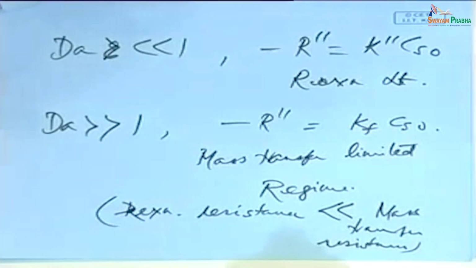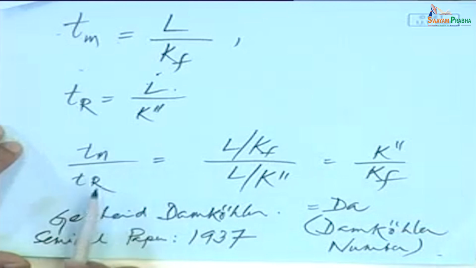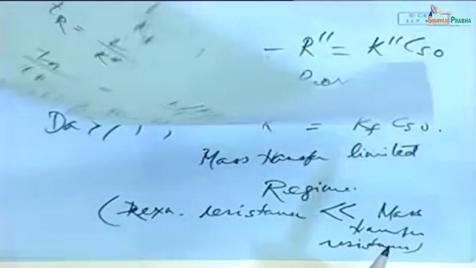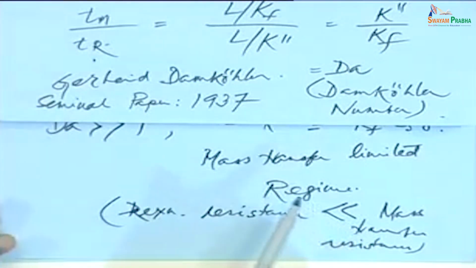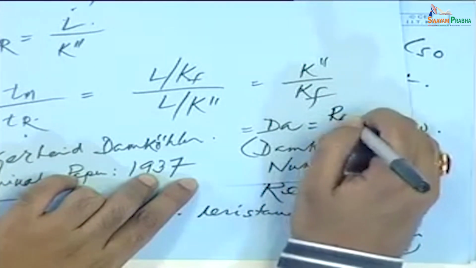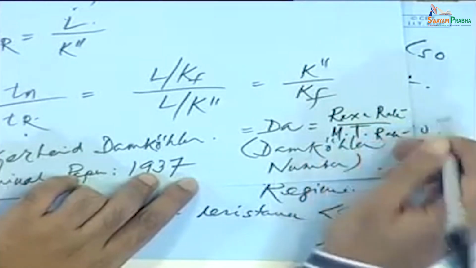Because the way we had defined our Damkohler number is mass transfer time over reaction time. So, if my Damkohler number is very large, it means the mass transfer time is large, and if it is very small, then the reaction time is large. So, this is reaction rate over mass transfer rate. Is it clear? Okay. Let me write it clearly here.